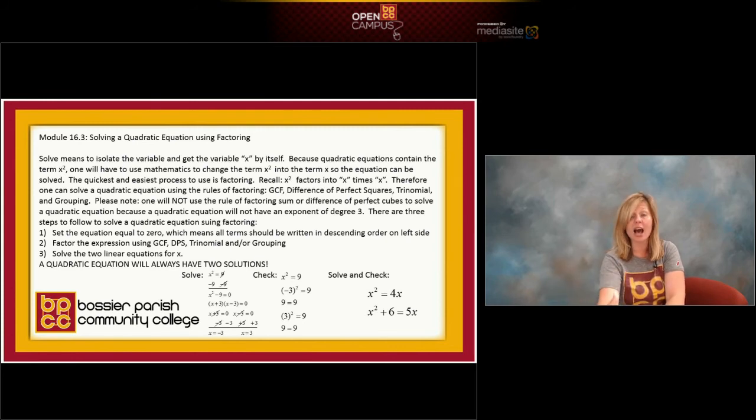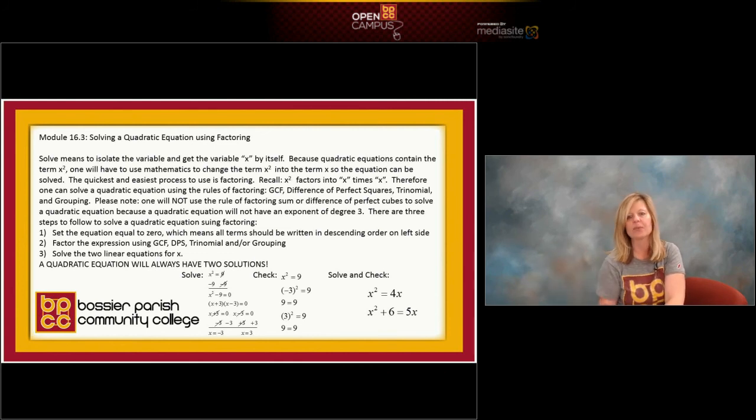Now, once you solve, you should check. When you check a solution, you always go back to the original equation. So the original equation was x squared equals 9. First, I'm going to check the negative 3. I'm going to replace x with negative 3. Negative 3 squared equals 9. What is negative 3 squared? That's 9. 9 equals 9.